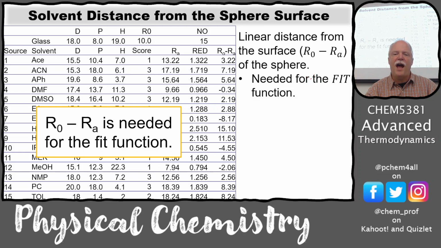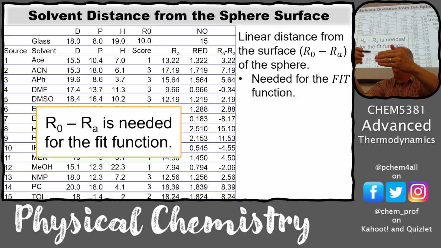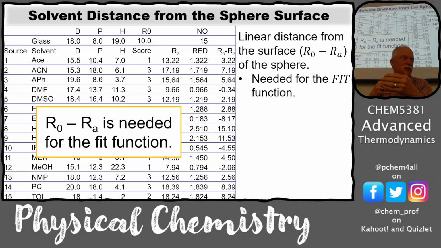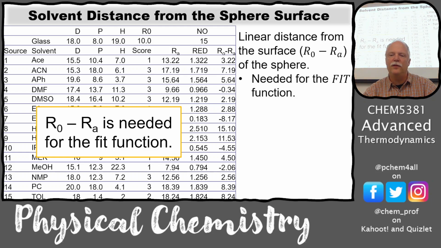Okay. So now the next column is the linear distance from the surface of the sphere. This is telling us how bad and how good it is, right? We're just taking the sphere distance and RA. So if it's greater than R0, how much greater is it? And if it's less than R0, how much less is it? So it's just the distance from the surface of the sphere. If it's right on the sphere, it's not a bad problem. But if it's a good solvent that's way far out of the sphere, that's a real problem. And if it's a bad solvent that's really inside the sphere, close to the center, that's a terrible problem. So we need to know how much of a problem our situation is, and that's needed for this fit function.